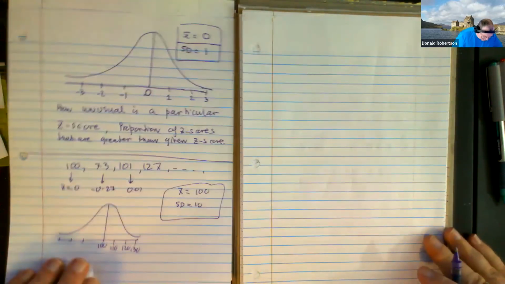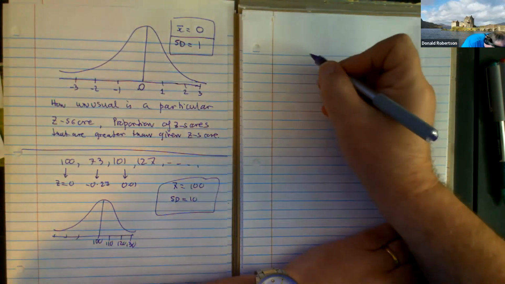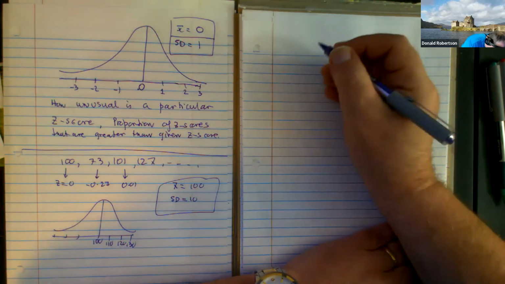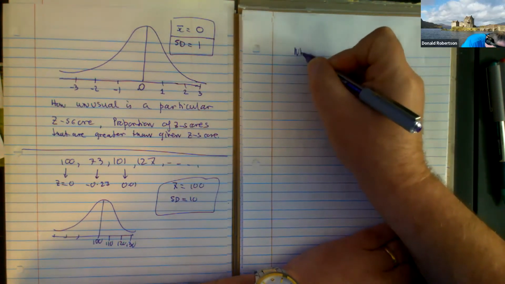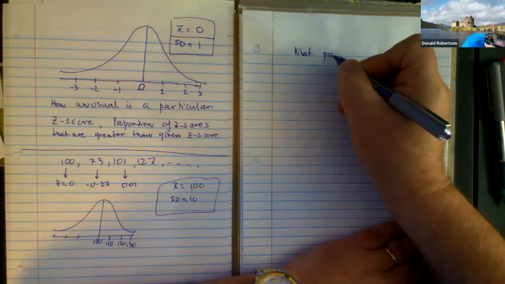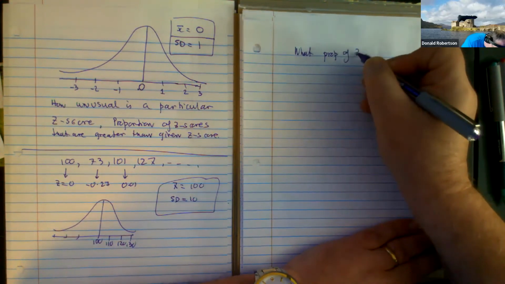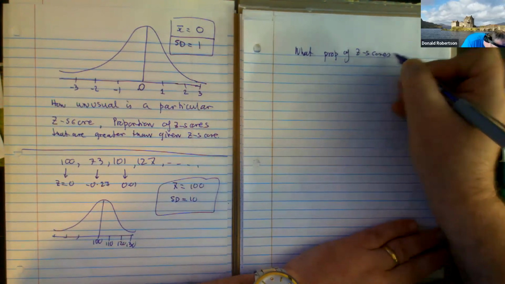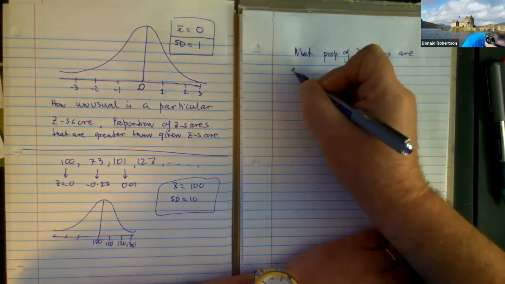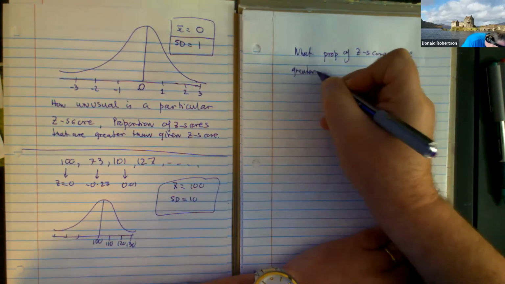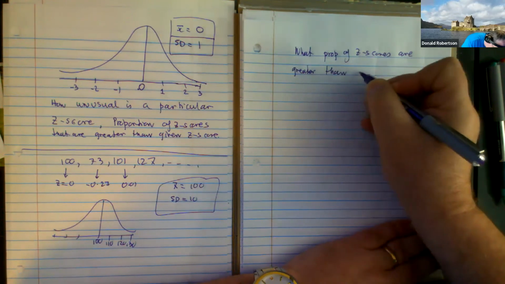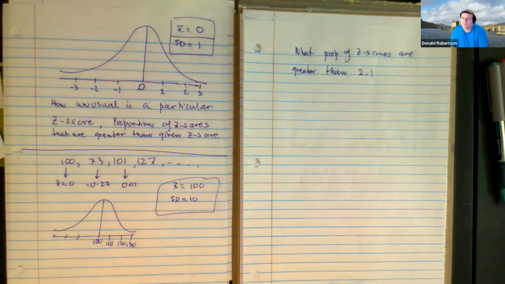So I could phrase the question like this. What proportion of z-scores are greater than 2.1? Right, so wouldn't that tell you how unusual getting a z-score of 2.1 is, if only 2% of z-scores were that or bigger, right?